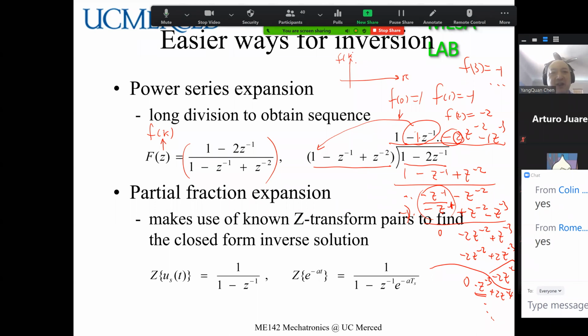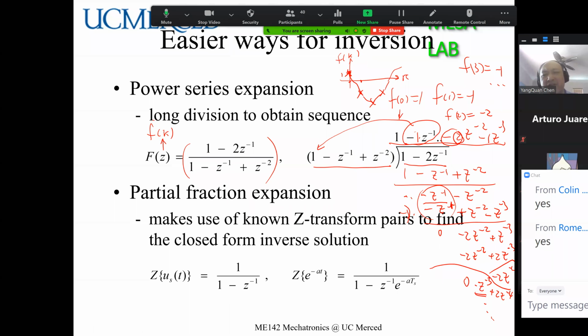So you have Fk. F0 is 1, this is the point. F1 is minus 1 is here. F2 is minus 2 is here. F3 is minus 1 is here. So it's something like this.